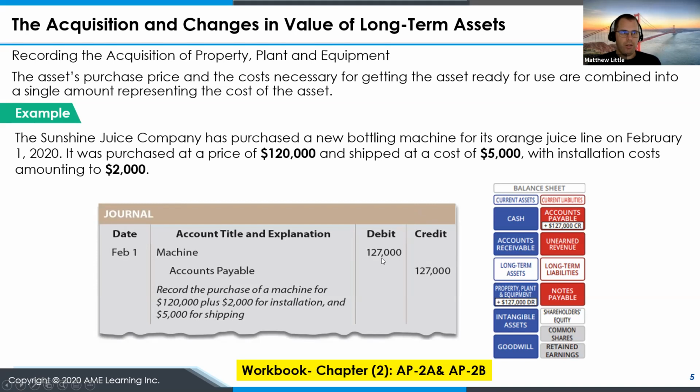So we would set up our long-term asset as a debit for $127,000, and we're assuming we haven't paid any of the three vendors at this point. So we would have a credit to our accounts payable of $127,000, again depicted on our balance sheet worksheet on the right-hand side.